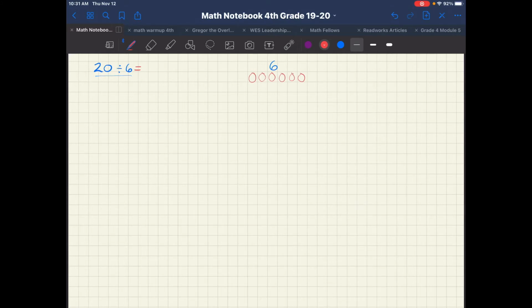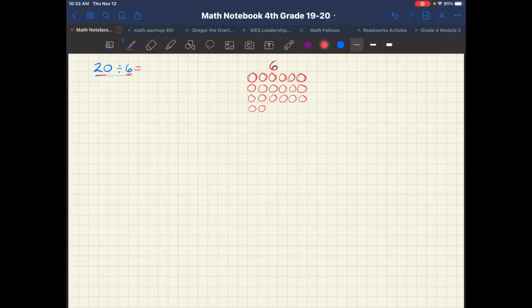I wrote a 6 right here, and I started by making six circles. 1, 2, 3, 4, 5, 6. I did 6 because I want groups of 6, but I need 20. So that's not 20 yet. So 6, 7, 8, 9, 10, 11, 12. Make sure that you're drawing this along with me. So that was 12, 13, 14, 15, 16, 17, 18, 19, 20. I'm going to stop there because I only want to do 20.